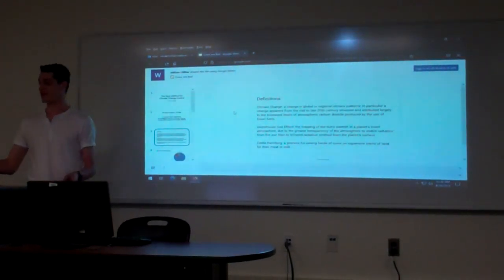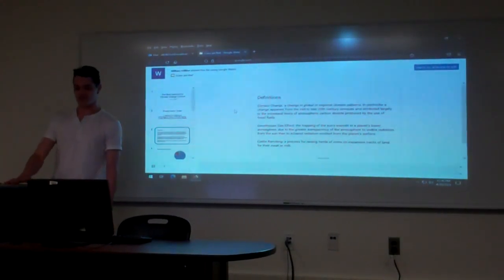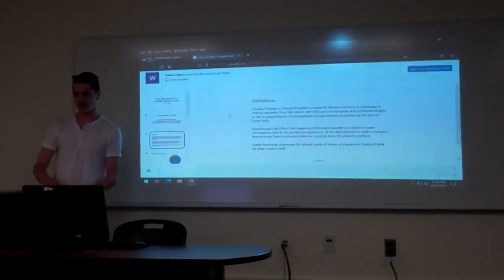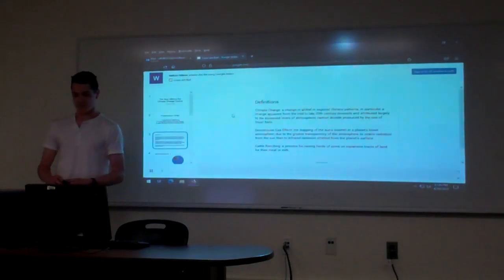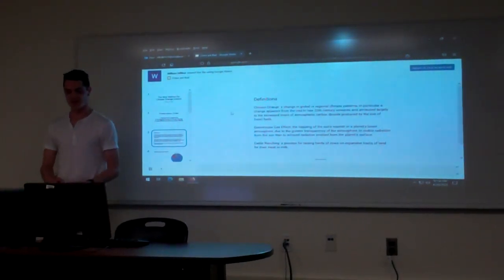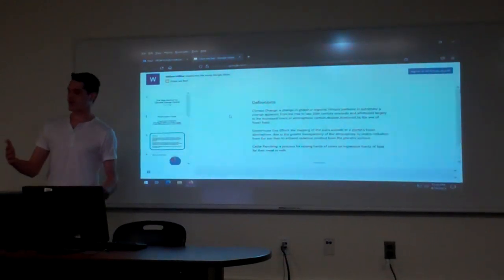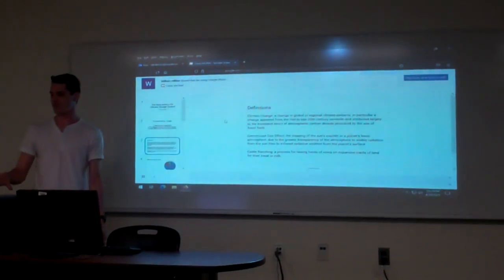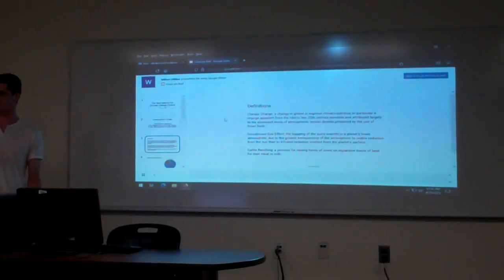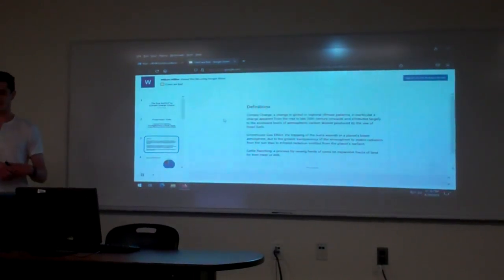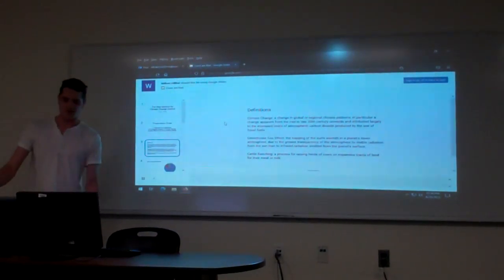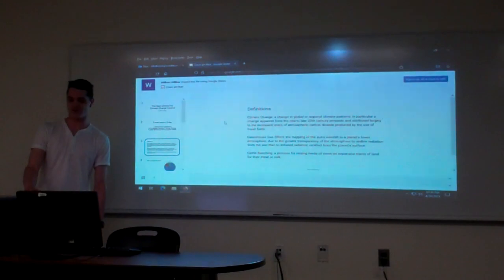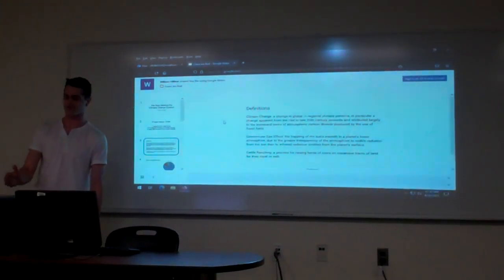I'm also going to be talking a little bit about the greenhouse gas effect. That is the trapping of the sun's warmth in the lower planet's atmosphere due to the greater transparency of the atmosphere to visible radiation from the sun than to infrared radiation emitted from the planet's surface. It pretty much means the sun's rays will be trapped in the planet's atmosphere and not leave and go into space. Cattle ranching is a process of raising herds of cows on extensive tracts of land for their meat and milk.